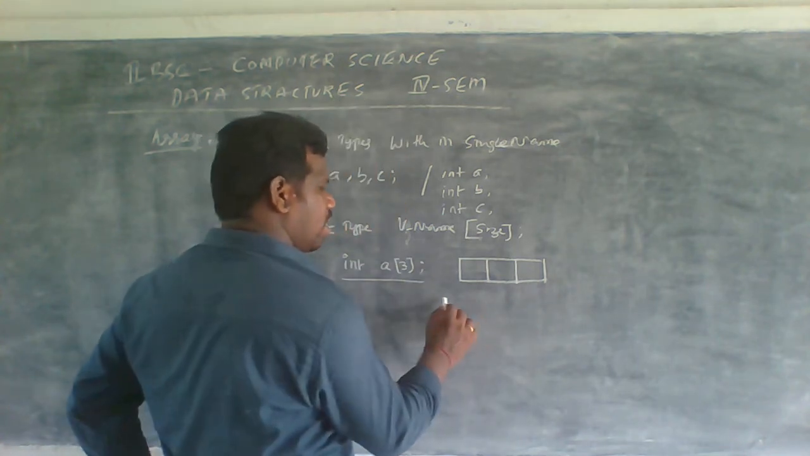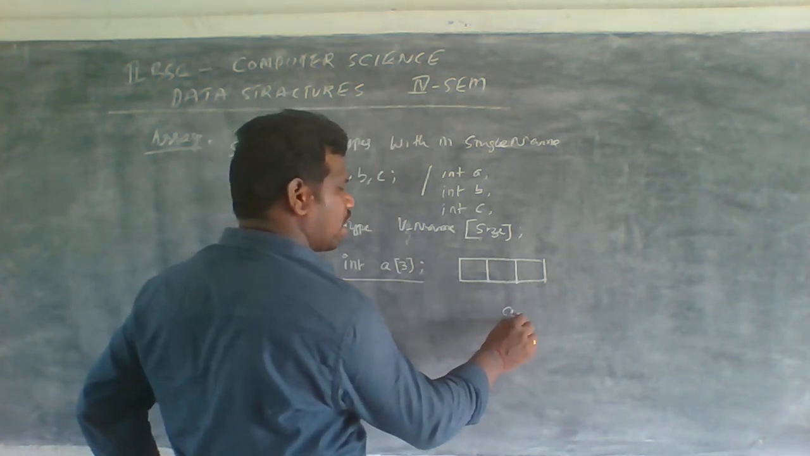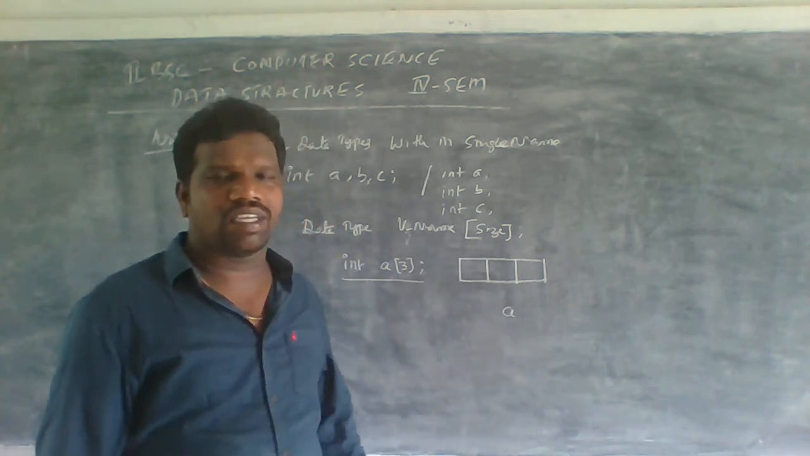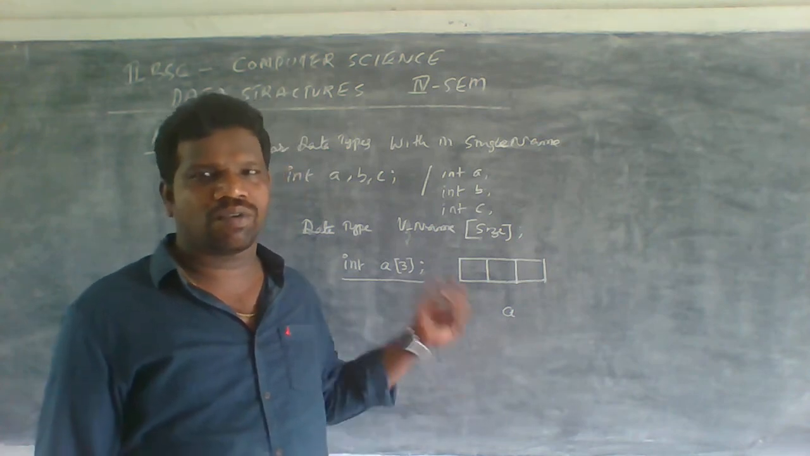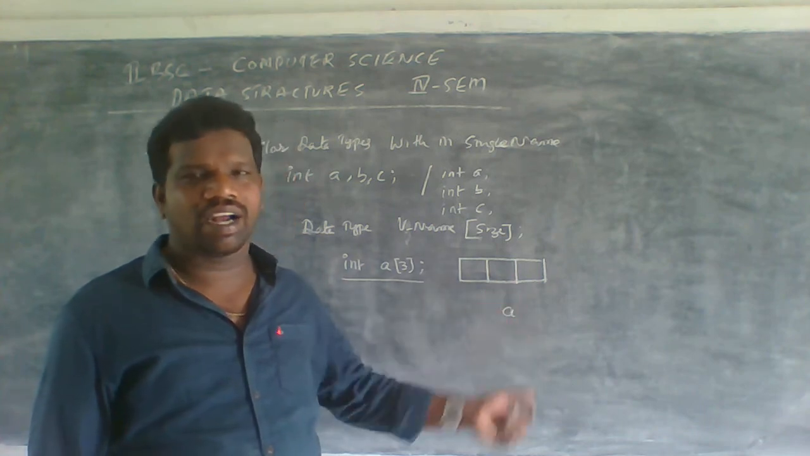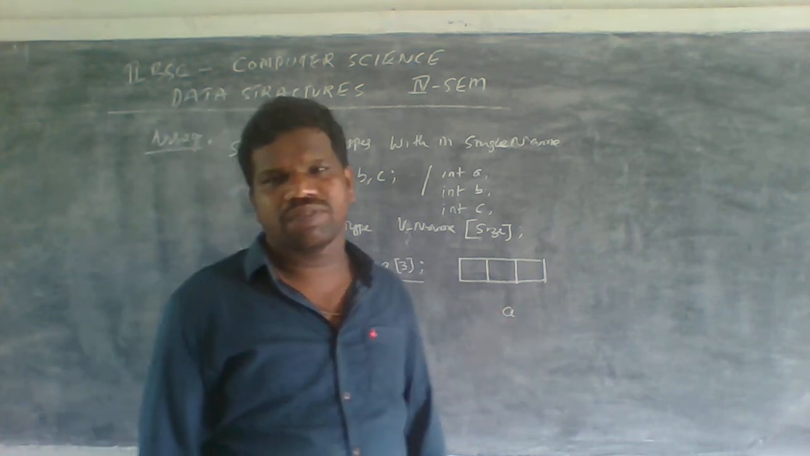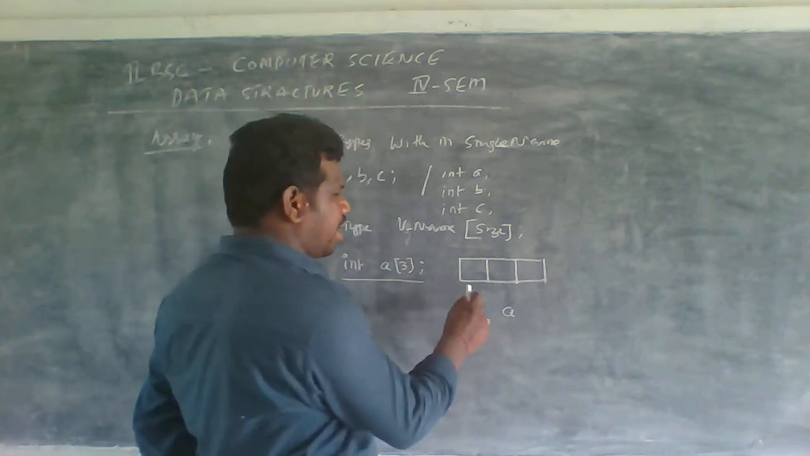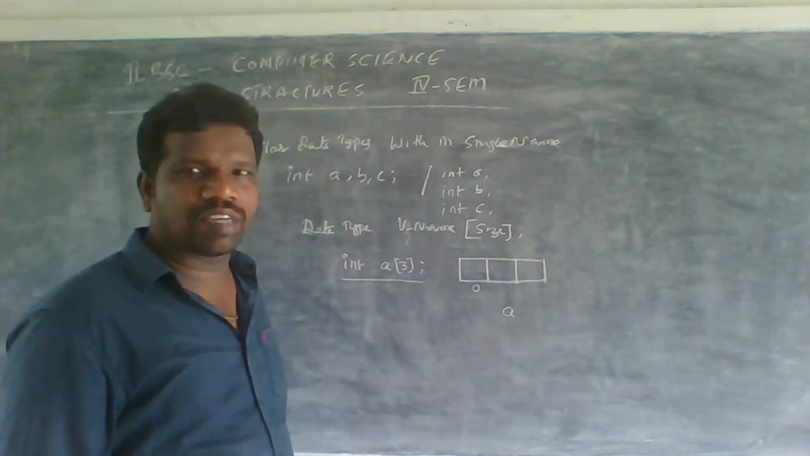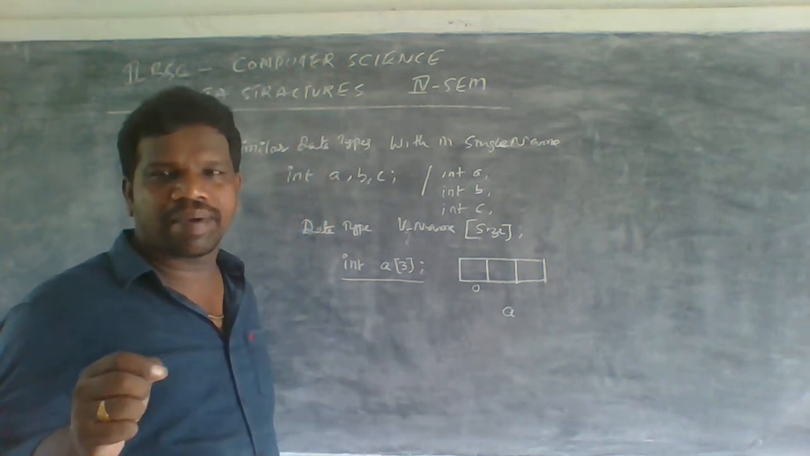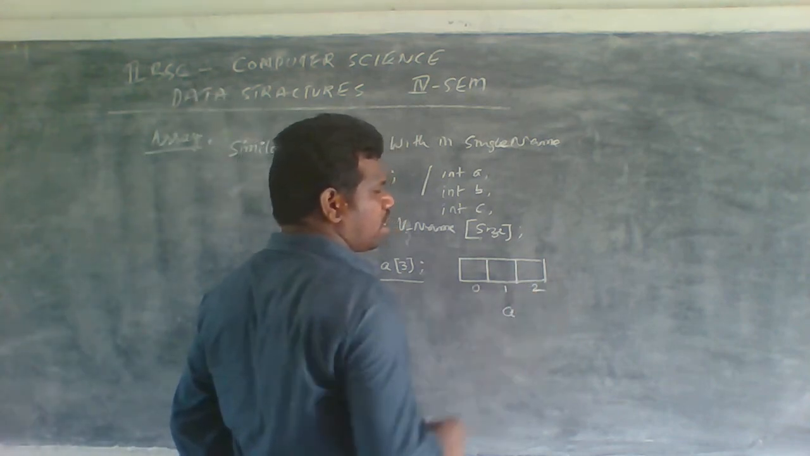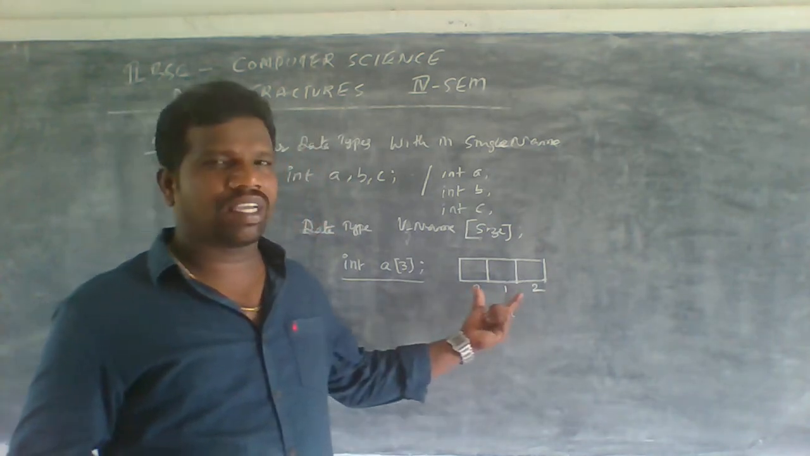This is called A. This name is A here, and I'm telling you their locations here. I told you in previous classes about these locations. The array index starts from 0 and ends with size minus 1. What is the size here? Size is 3, so size minus 1 is 3 minus 1, which equals 2. That's why the locations will be 0, 1 and 2. In total we have 3 locations available here.